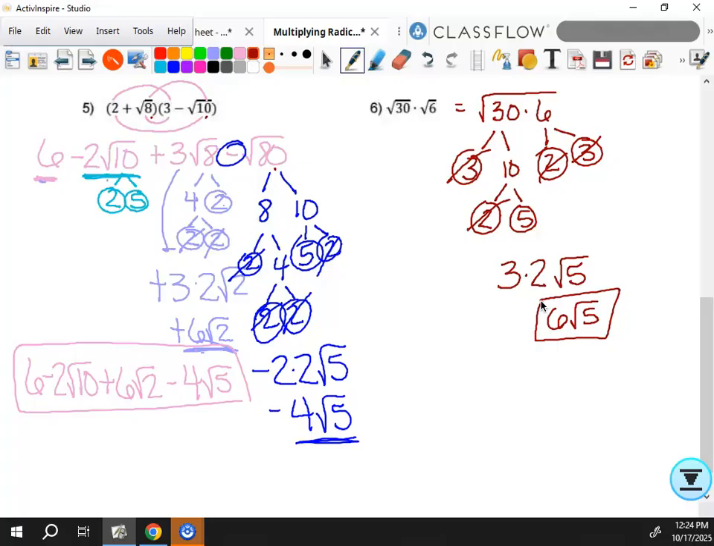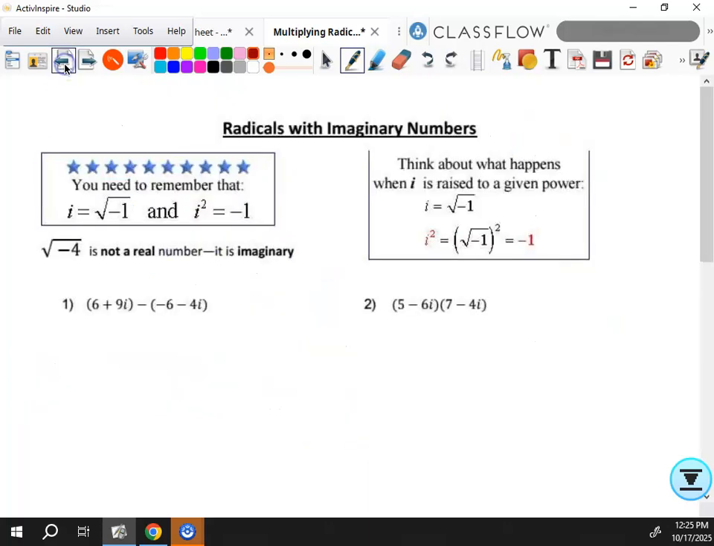How did you get 2 square roots of 30? 90? Oh, because 90 is not 2 times 30, it's 3 times 30. All right, we good? Questions? So we know what to do and what not to do when we multiply, yes? All right. Flip it over, let's talk about imaginary numbers, which we've already talked about some, right?